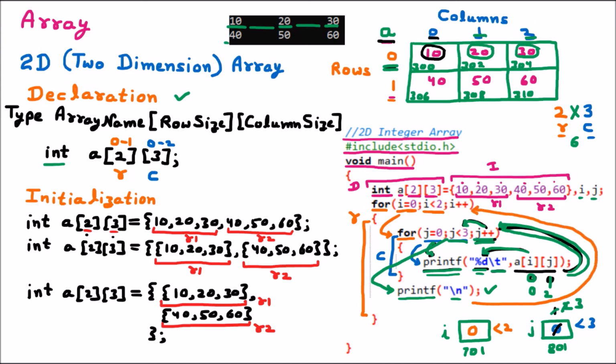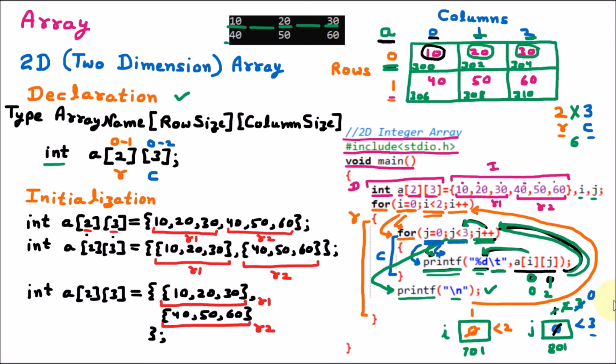Now here again we have i++, so the value of i will be incremented. That is 1. Again checking the condition: i less than 2, 1 less than 2, that is perfectly fine. So here it will come inside. Now again the inner loop will work. The inner loop is for the column. So here again it will start from j equal to 0. Then afterward j less than 3. So here 0 less than 3, the condition is true.